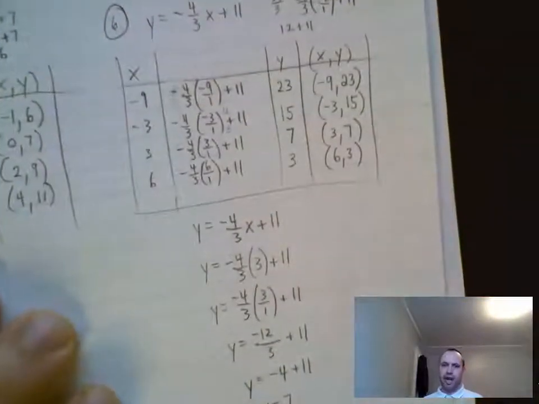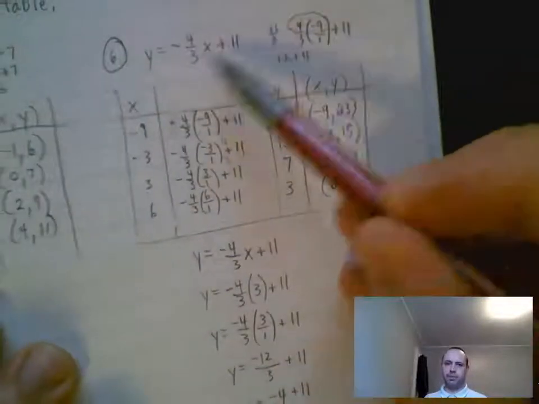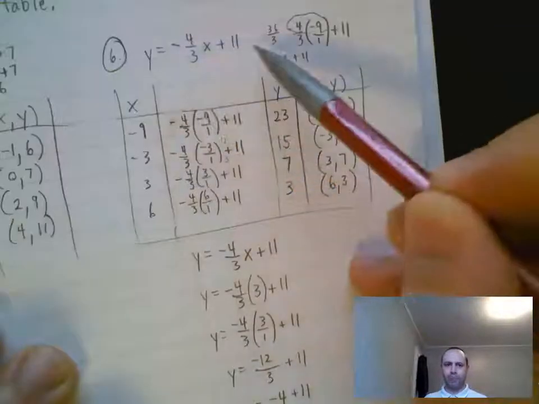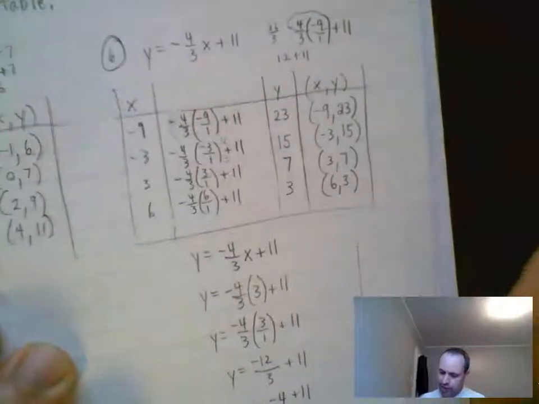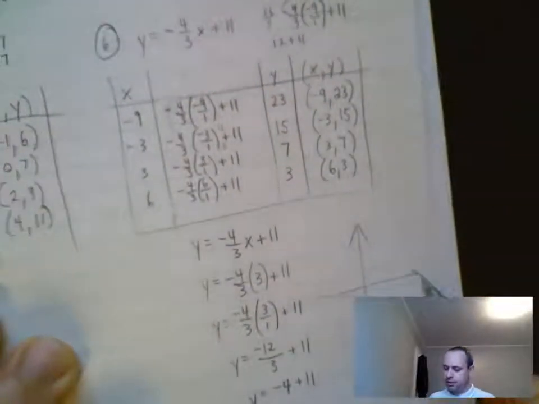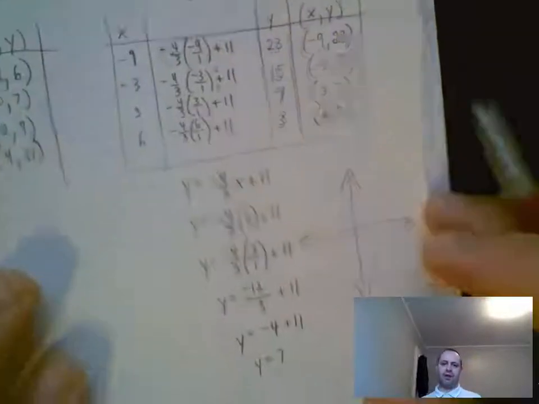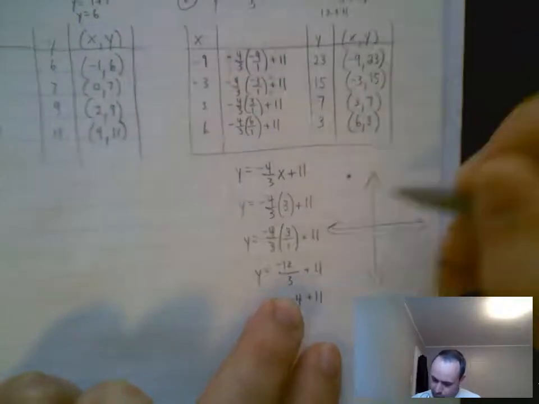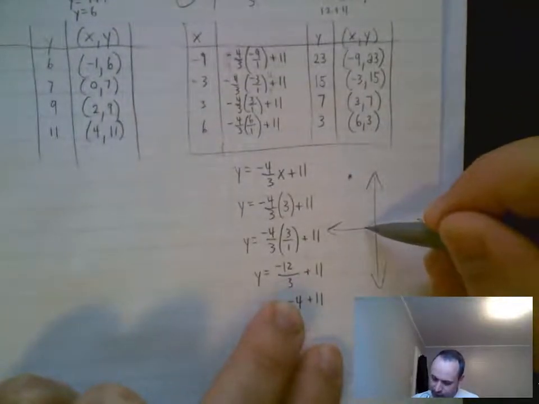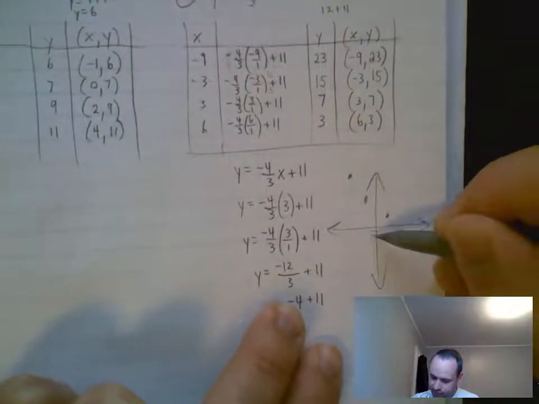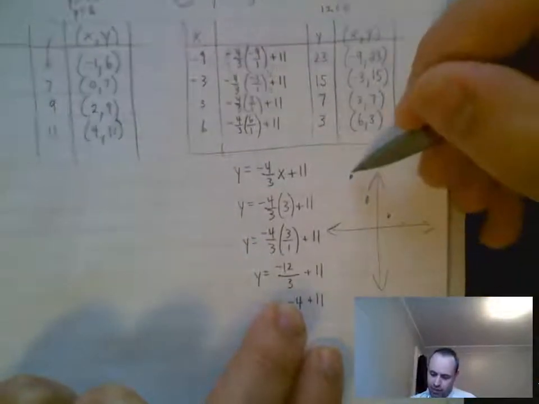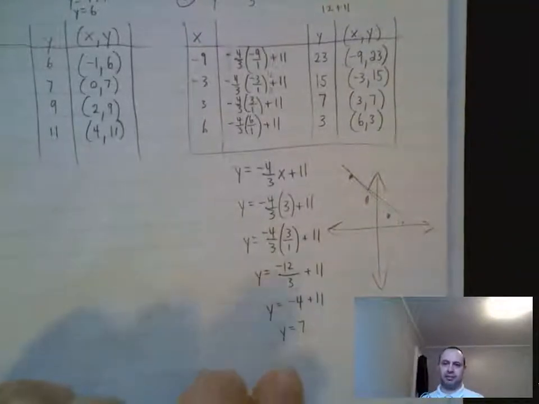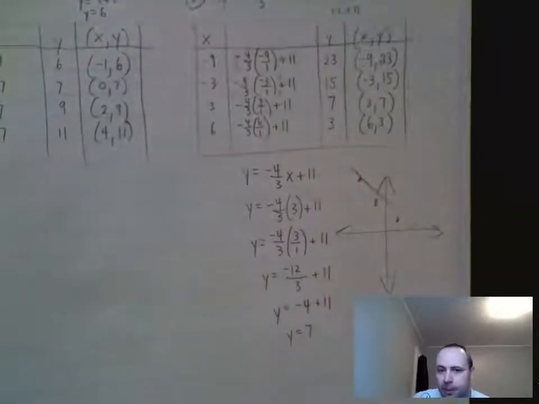Now, eventually what they're going to have you do is plot this equation. In a few lessons from now, they're going to have you make a graph, and plot these points. Okay, so point -9, 23 would be somewhere over here, -3, 15, 3, 7, and then 6, 3. So your graph would look something like that when you plot those points. Okay?